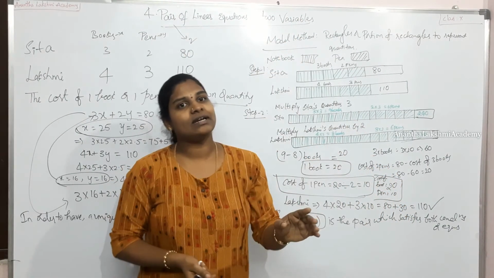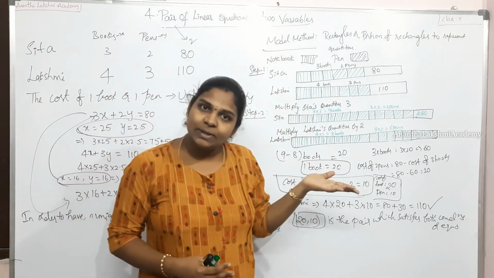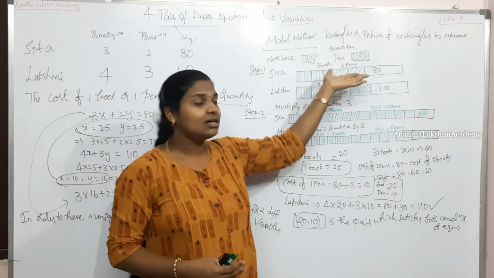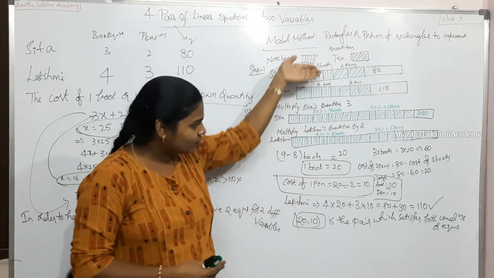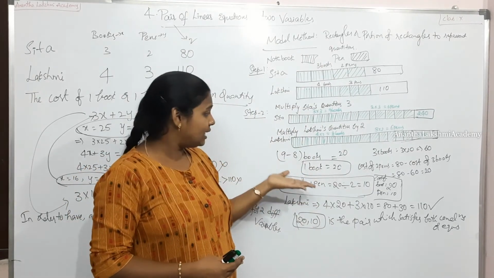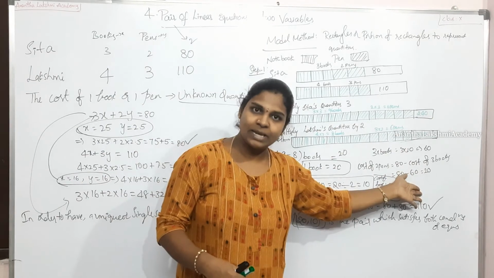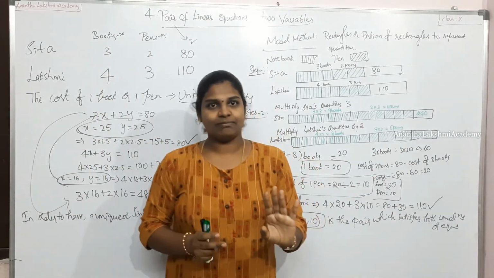The first method that is given for us in our textbook is the model method, where we represent the quantities as rectangles or portions of rectangles. That is what we have tried and got the result. We figured out ultimately the cost of one book and cost of one pen such that it is satisfying both the equations we considered as the examples.